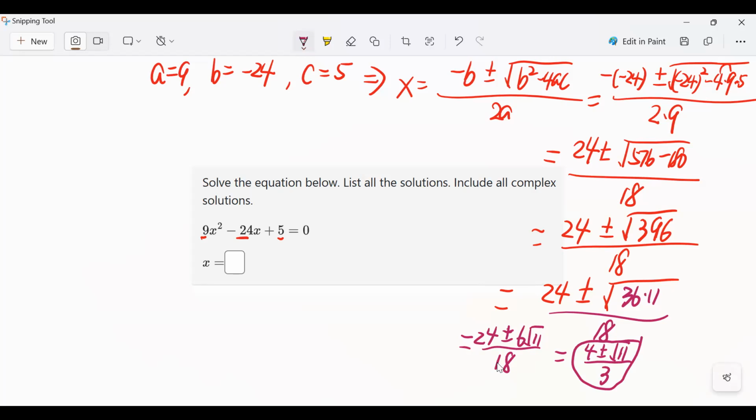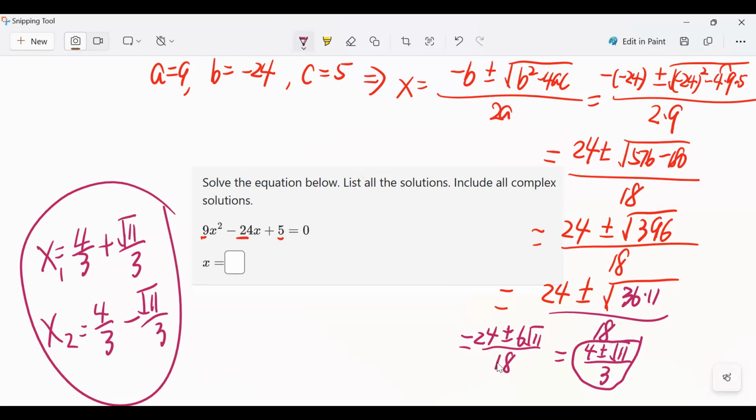4 plus minus, so we're going to split it into 2 answers. The first answer is 4 over 3 plus radical 11 over 3. The second answer is 4 over 3 minus radical 11 over 3. I think, any question about this?